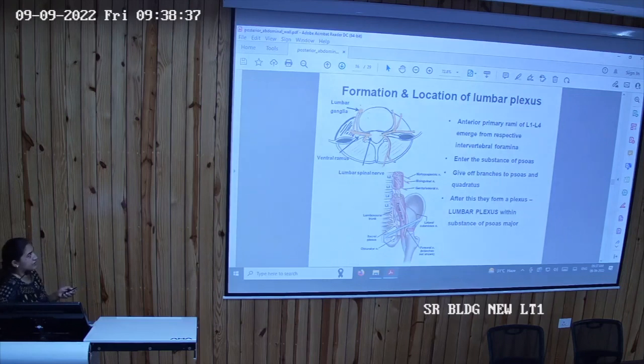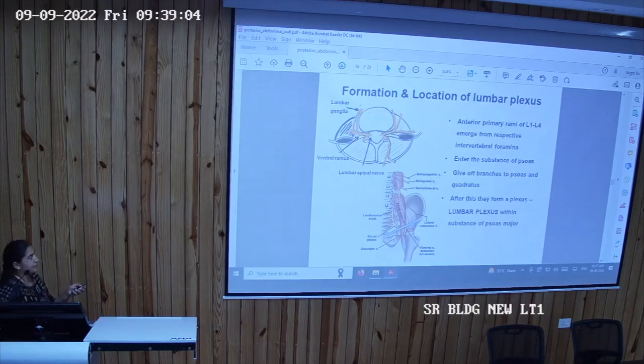This is the region of the intervertebral foramen. This is the vertebral body, the transverse process of the lumbar vertebra. Then this is the spinous process. If I take out the vertebra above it, then I can see the intervertebral foramen. This intervertebral foramen gives the space for the spinal nerve to come out of the region. When it is coming out, it divides into two rami.